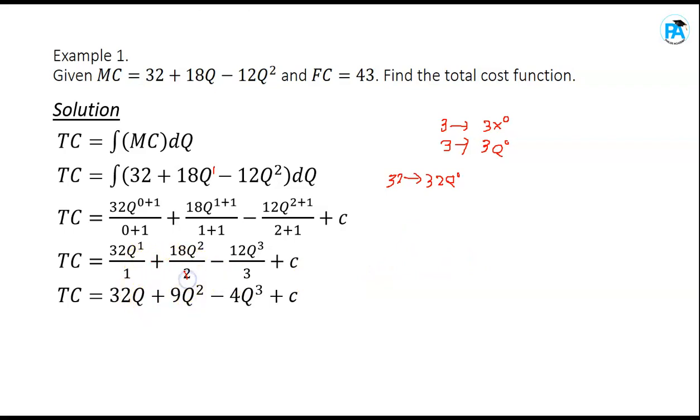Then 2 goes into 18 nine times. You can take your calculator, 18 divided by 2 gives you 9, so 9q squared. Minus, 3 goes into 12 four times. You can take your calculator and check, 12 divided by 3 gives you 4. So 4q cubed plus c.